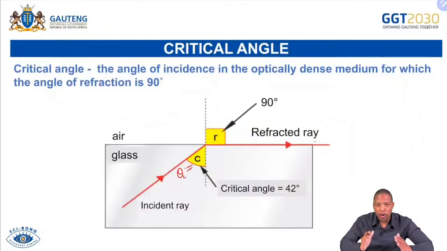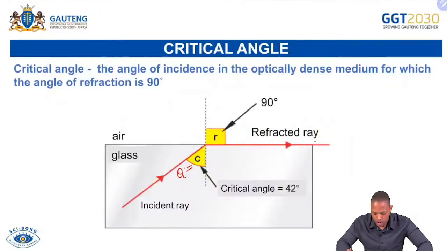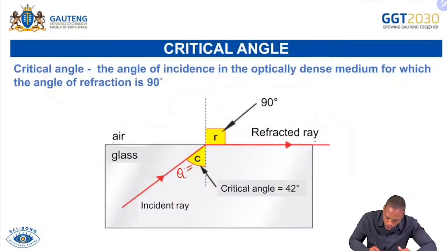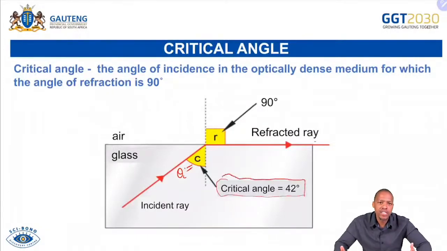If you keep on increasing, because remember we were increasing the incident angle. We increased it, it went further away. We increased it, it went further away, if you remember. Keep on increasing, now it is at the boundary, or it's lying at the boundary. Now, this angle, we are no longer calling it the angle of incidence. We're now calling it the what? The critical angle.